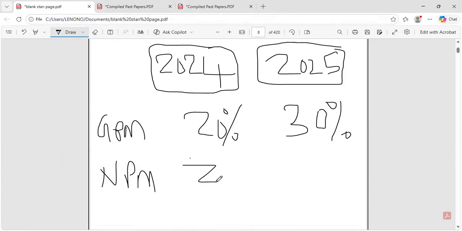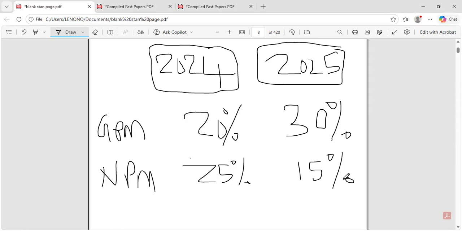I think looking at the percentages for GPM, the company was doing better in 2025 compared to 2024. Then for the other one, for NPM, the company was doing better in 2025 than in 2024. Okay, so that is correct. That answer is very correct.